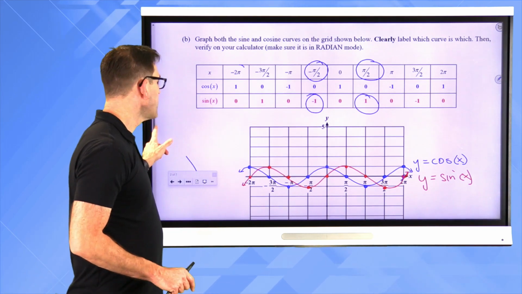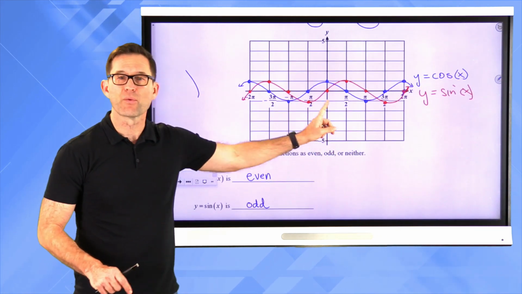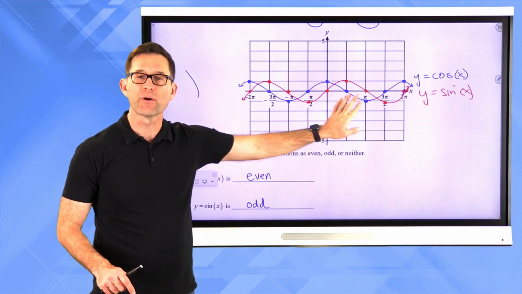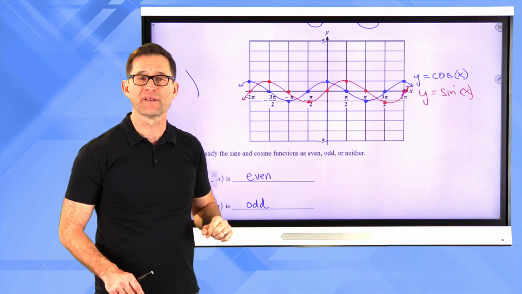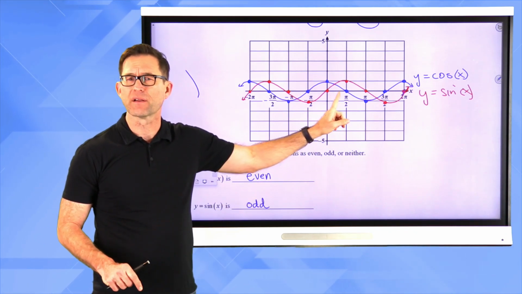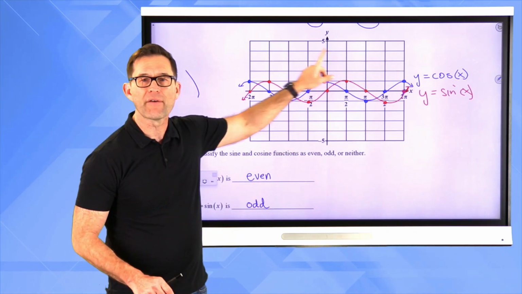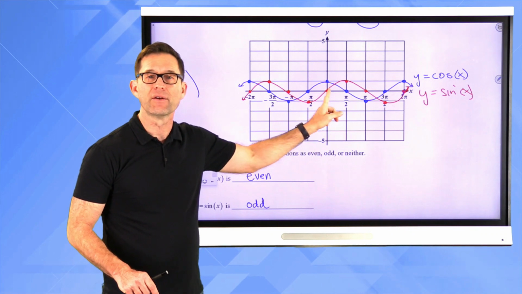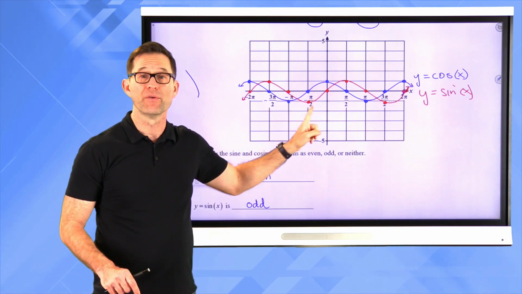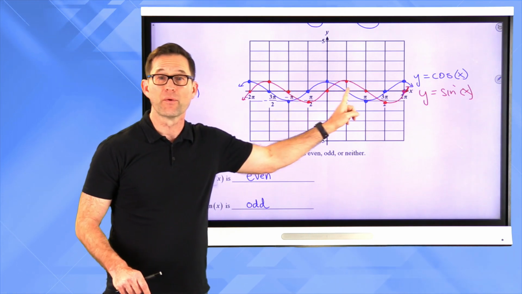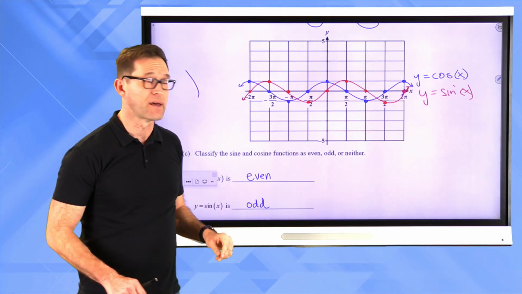You can also see that even-odd nature in the symmetry, right? Clearly, if we look at the blue graph here, if we reflected it across the y-axis, it would land on itself. And also, maybe not as clear, but if we took the red graph and we rotated it 180 degrees about the origin, it would also land on itself, right? This point would rotate down to this point, this would rotate over to that point, etc.